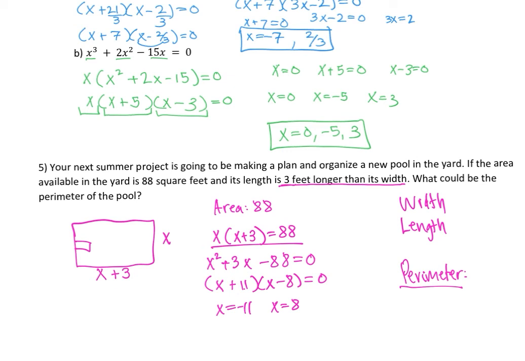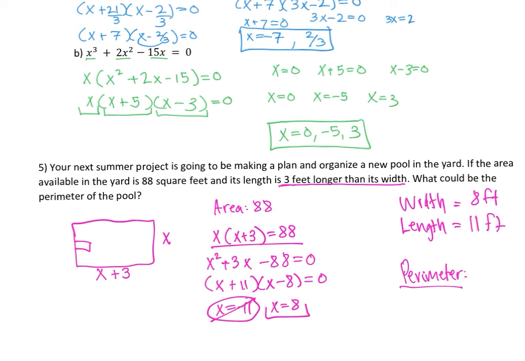Okay, we know we can't have a negative distance. So that means that our width must be 8 feet. That's not a very big pool. So if our width is 8 feet, and our length is 3 feet longer, that's 11 feet.